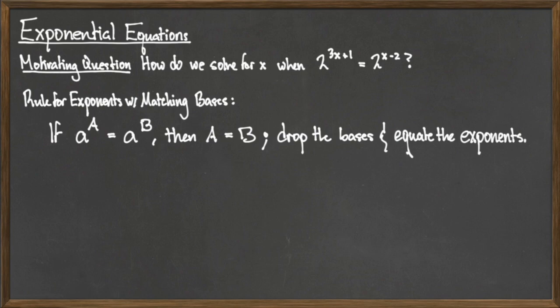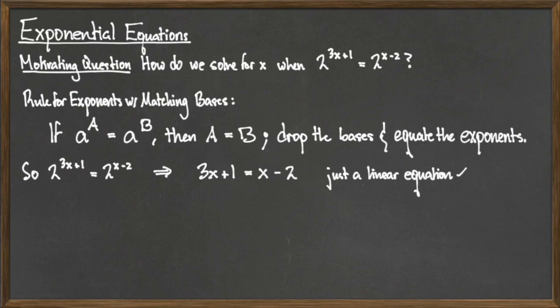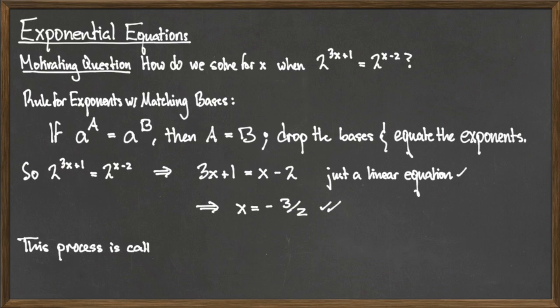So looking at our original equation, 2 to the 3x plus 1 equals 2 raised to the x minus 2. These two expressions have the exact same exponential base. This means that we can drop the bases and equate the exponents and get the linear equation 3x plus 1 equals x minus 2. And this has a solution of x equals negative 3 halves. Ultimately, we refer to this strategy as making the bases match or just simply matching the bases.